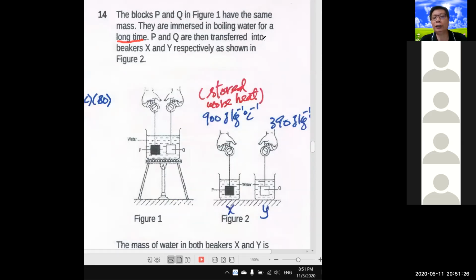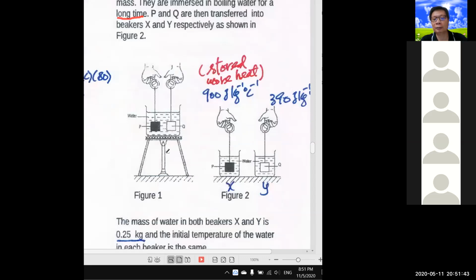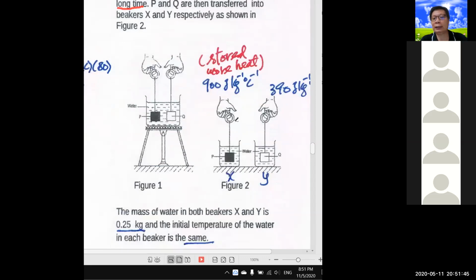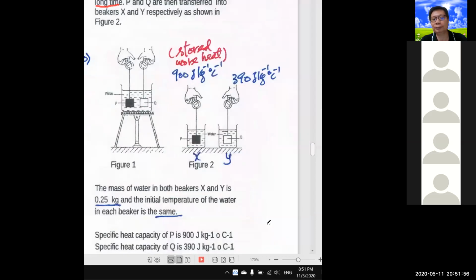P and Q are then transferred into beakers. Block P is put inside the water to heat up the water, whereas block Q is put inside the water in the other beaker to heat up that water. The mass of water in beaker X and beaker Y is the same, 0.25 kilogram. The initial temperature is also the same.